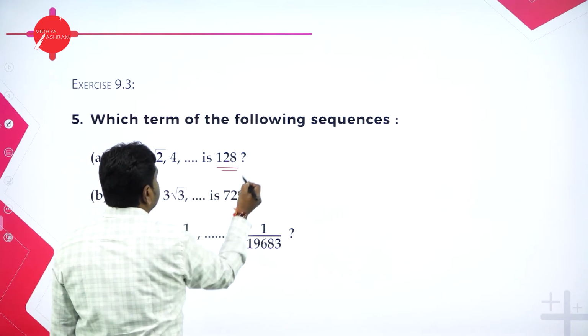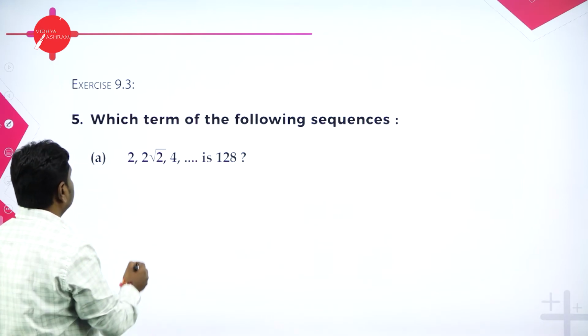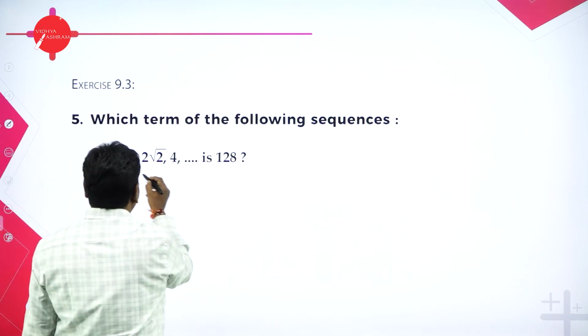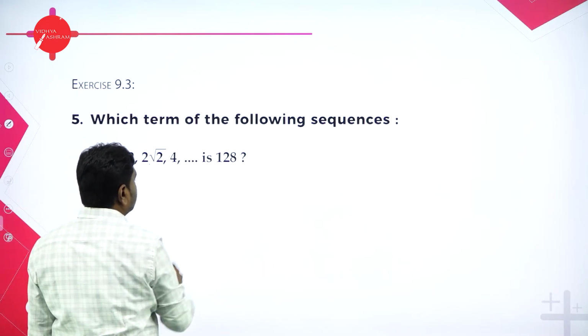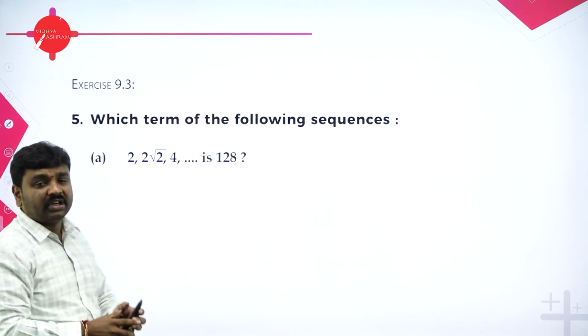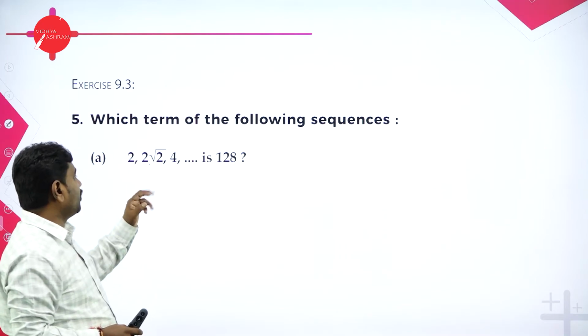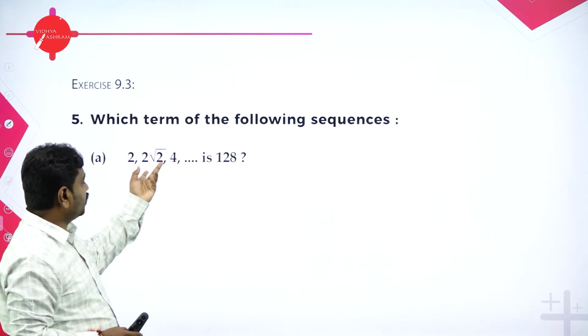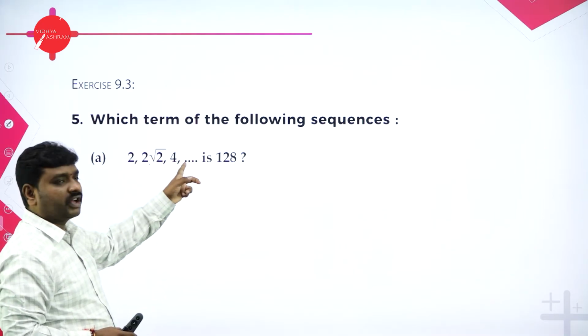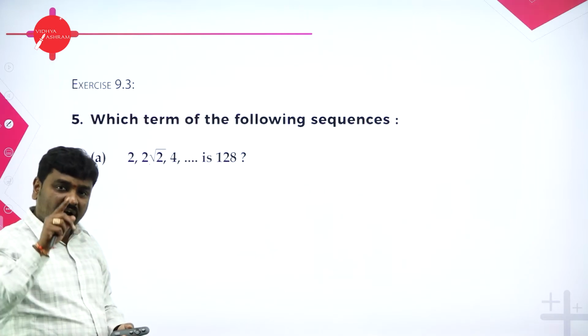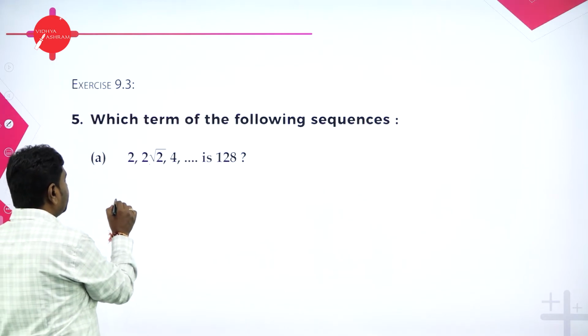Then the next question: which term of the following sequence 2, 2 root 2, 4 and so on is 128? Check whether they are in AP or GP. Arithmetic progression means they should have a common difference. So they don't have a common difference, since from 2 to 2 root 2 to 4 the differences are not equal. They have a common ratio. Divide the second term by the first term.